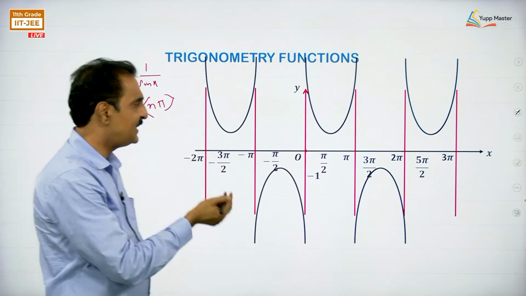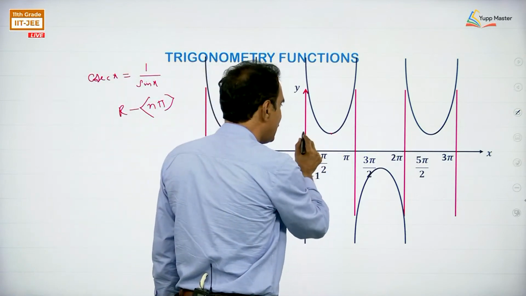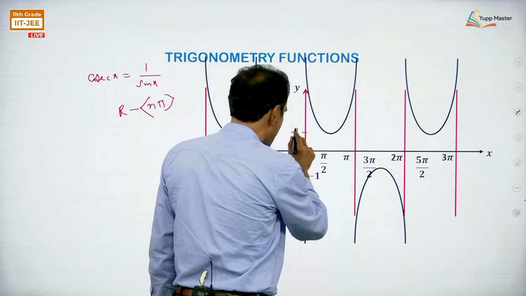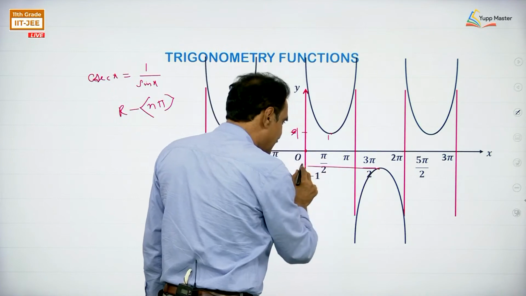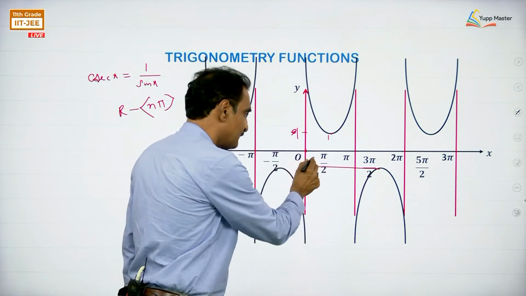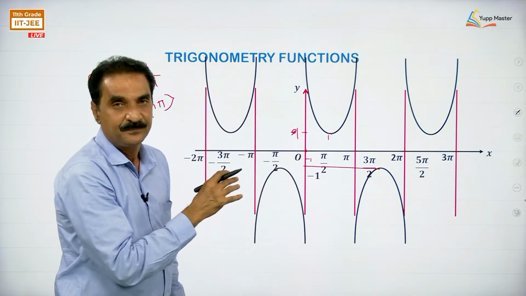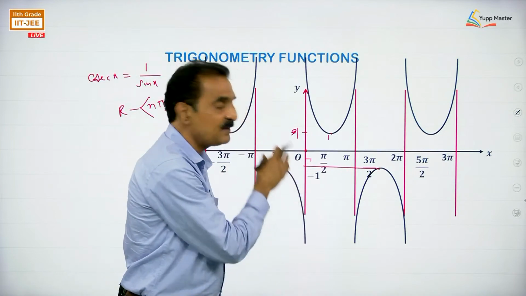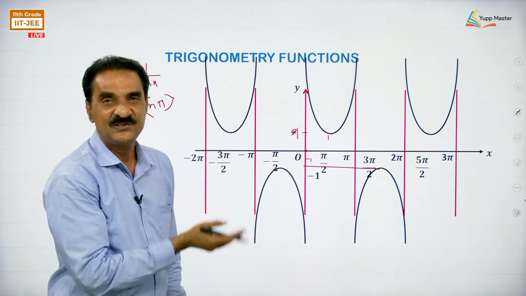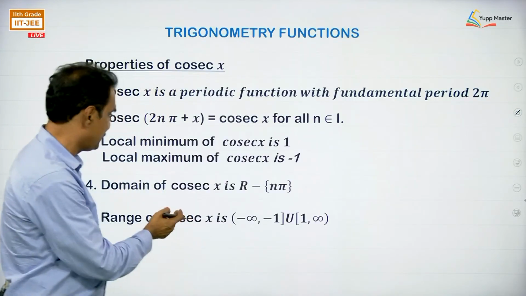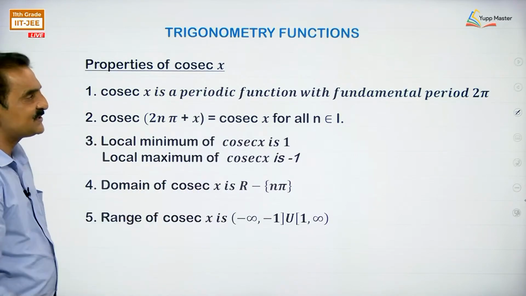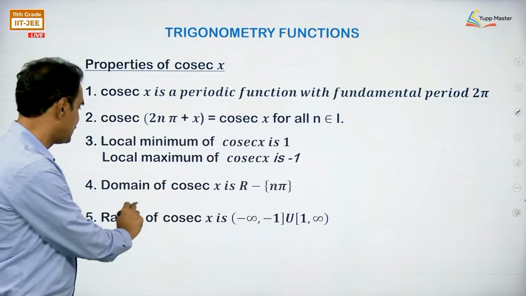Okay. So, remaining things same, local minimum value -1, 1, local maximum value -1. It never lies between -1 and +1, range is -infinity to -1, union 1 to infinity. Same other points are same as secant x, except domain.